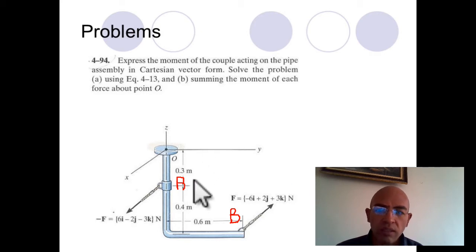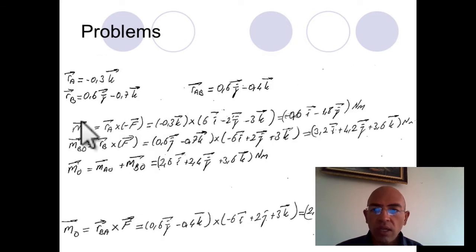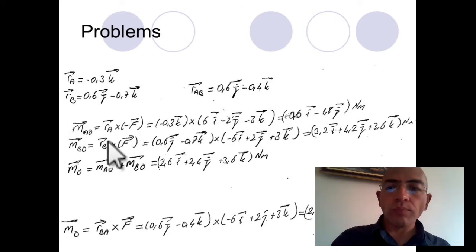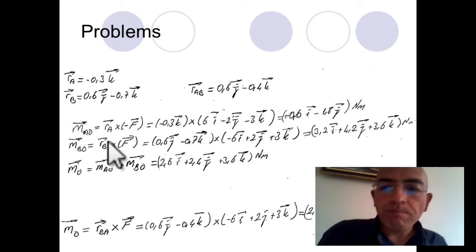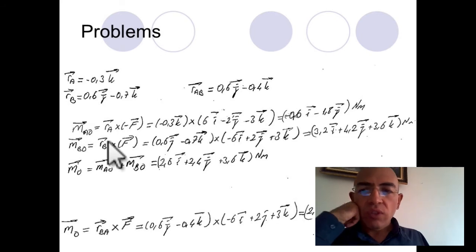Certainly the point A has a position vector of minus 0.3 k vector, and point B does not have any x component. Therefore it is 0.6 j vector minus 0.7 k vector. Now let's write it like this. So rA is equal to minus 0.3 k vector and rB is equal to 0.6 j vector minus 0.7 k vector. First we will calculate the moment of each force with respect to the origin.